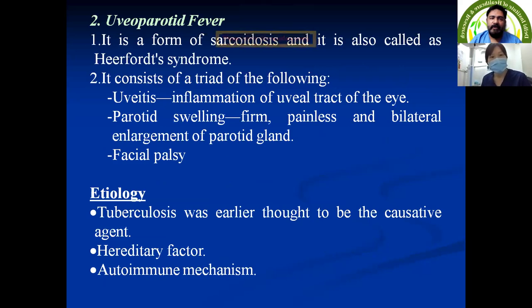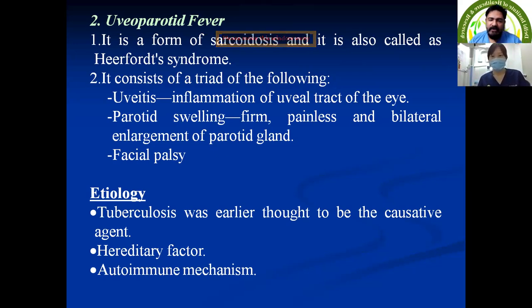Next is uveoparotid fever. It is a form of sarcoidosis, and it is also called Heerfordt syndrome. It consists of a triad of the following: uveitis, the inflammation of the uveal tract of the eye; parotid swelling, a firm, painless, and bilateral enlargement of the parotid gland; and facial palsy.